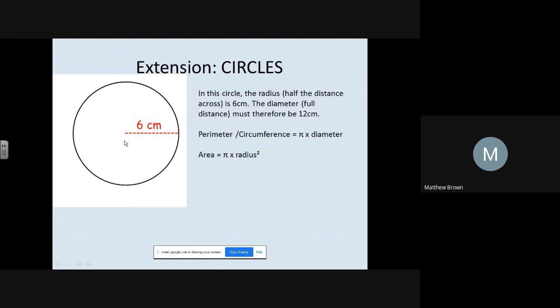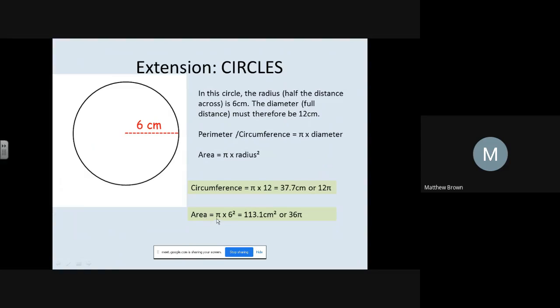We've got a picture of a circle with a radius, so a distance from the center to the edge, 6 centimeters, which makes a diameter 12 centimeters. So for your circumference or your perimeter, all you need to do is multiply the number pi on your calculator by the diameter. For the area, you multiply the number pi by the radius squared. So if we look at what that would be, circumference is pi times 12, so diameter is 12, which gives you 37.7 centimeters, or you could write it as 12 times pi.